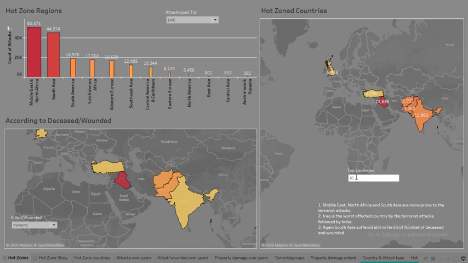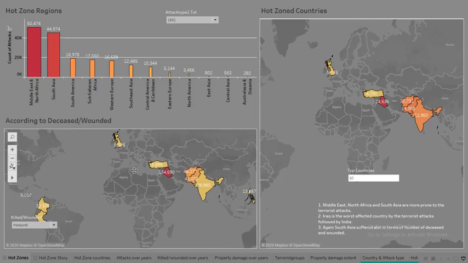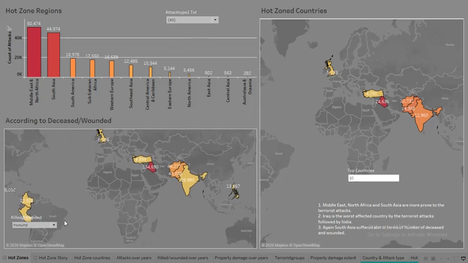These are the most affected regions and countries in terms of number of attacks. And this parameter can be applied to the other map also. So in here also Iraq is the most affected place. So this is all about the dashboard.